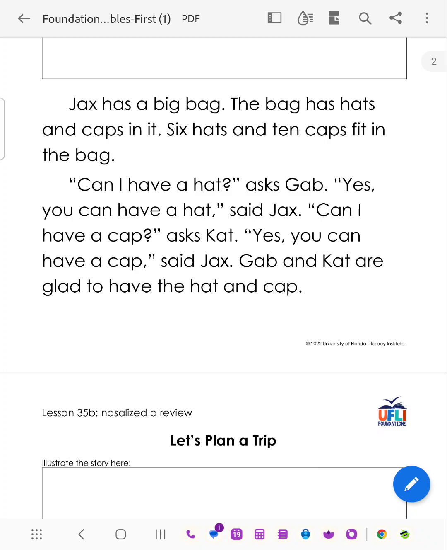At the end of 1st grade, this is what we have got to hear. It's got to be 67 words in 60 seconds with comprehension. It needs to sound like this.